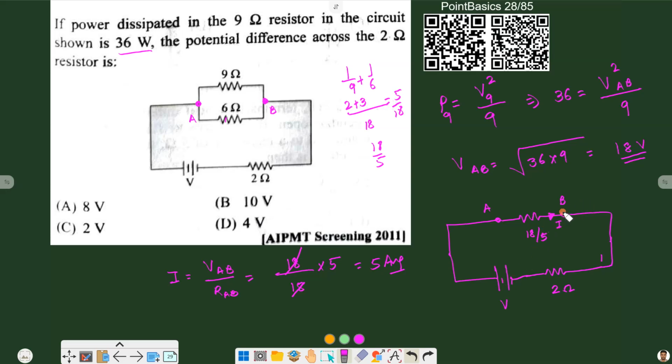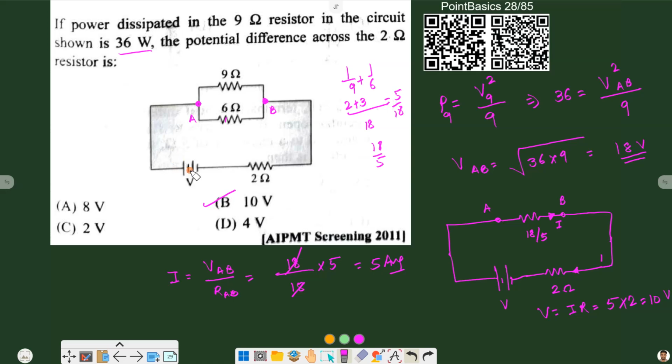Now if we know the value of current, this current will flow across the 2 ohm also. And if 5 ampere is flowing across this 2 ohm resistance, then the potential developed across it will be V equal to IR. So 5 into 2 is equal to 10 volts. So option B will be the right answer.